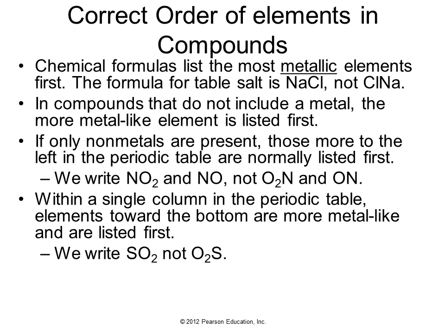In compounds that do not include a metal, the more metallic-like element is listed first. For instance, nitrogen dioxide, NO2, or nitrogen monoxide, would have the nitrogen first, not the other way around with the oxygens first. Within a single column of the periodic table, elements toward the bottom are more metallic than those on the top. So we'll write sulfur first and then oxygen, SO2, not the other way around.